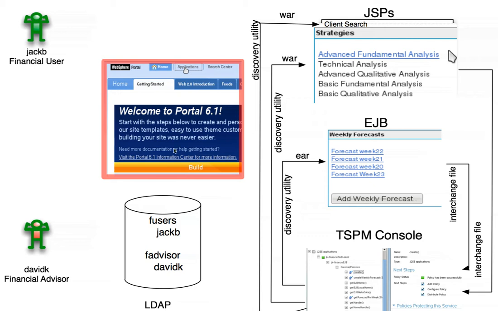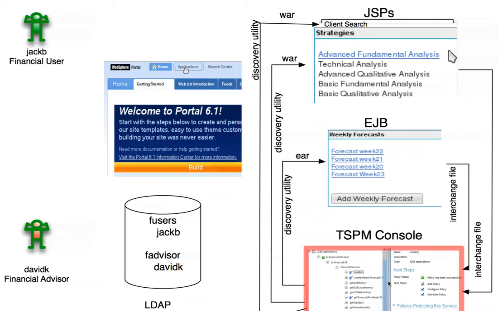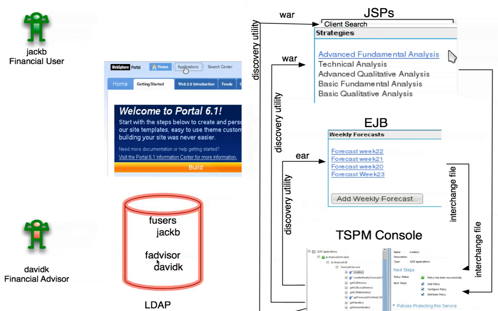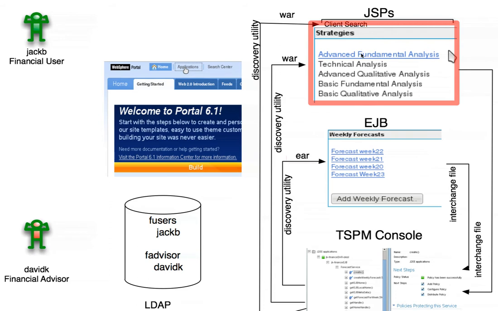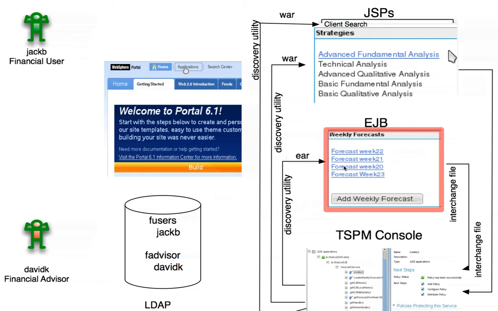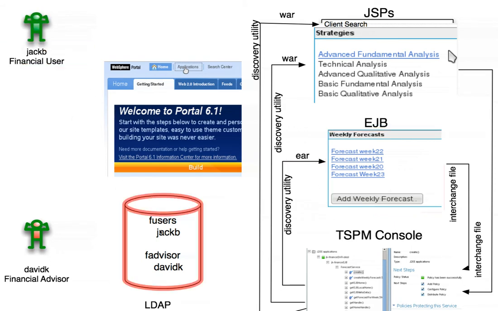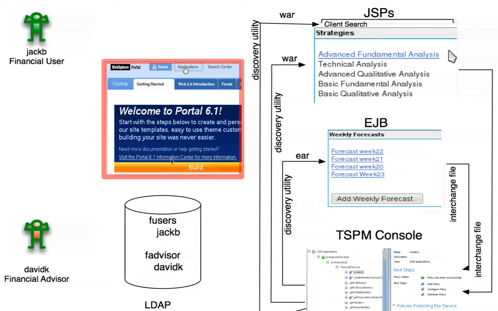So now that I have brought all that information into my TSPM console, I want to do things like, for example, David, who is a member, because I made him a member of the financial advisors group, is going to be able to see the client search portlet. The strategy portlet he is going to be able to not only see but also invoke. It's going to be active. It's going to be grayed out for all the people that are not in that group. And in the same way, he's going to be able to inject transactions into that database by adding a weekly forecast into it. And Jack B, who is a member of the financial user group but not a member of the financial advisor group, is not going to be able to do any of those things.